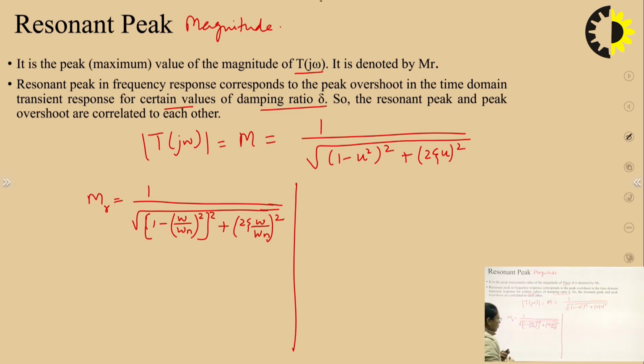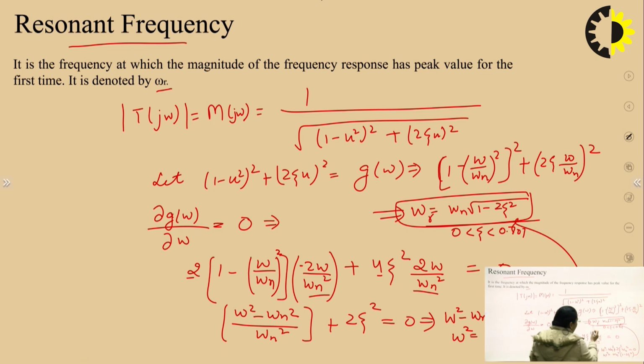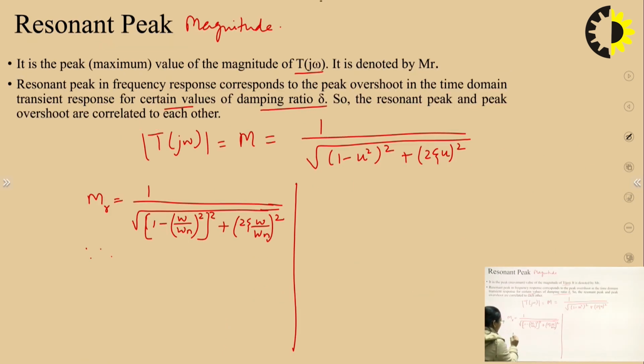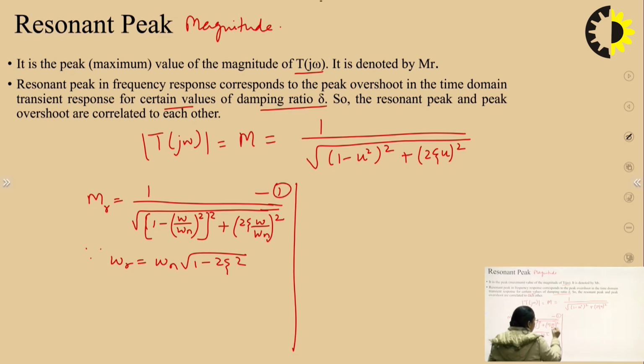So what I am telling is I have to put the value of resonant peak, that is omega r, in this equation to get the value of MR. Here we know omega r is omega n under root 1 minus 2 zeta square. So from here I have omega r by omega n, and I can put this value too. Let us consider this equation 1, this is equation 2. So put equation 2 in equation 1, right?